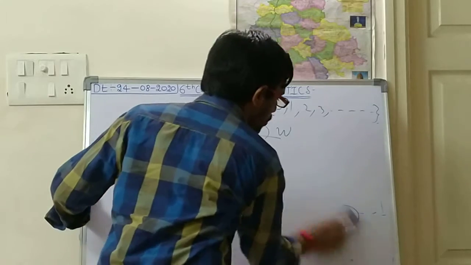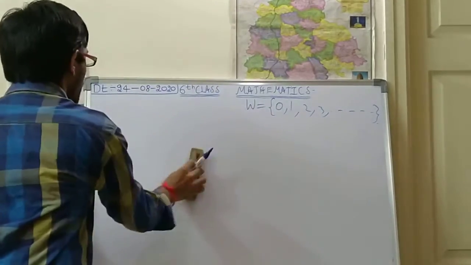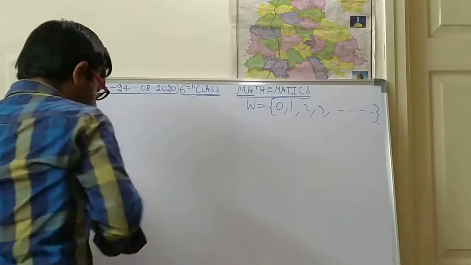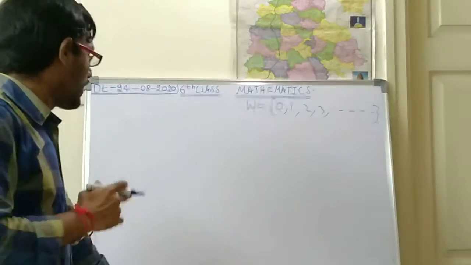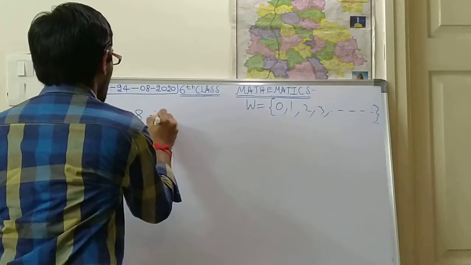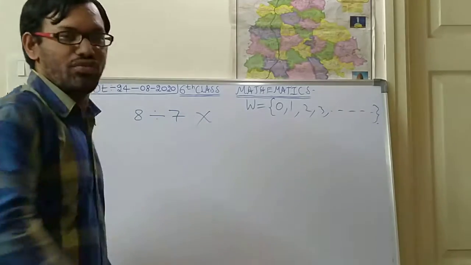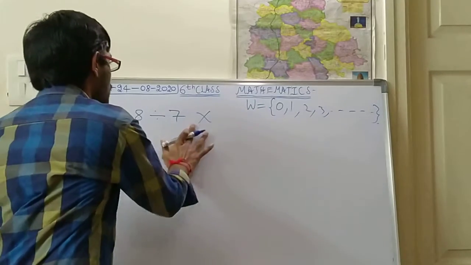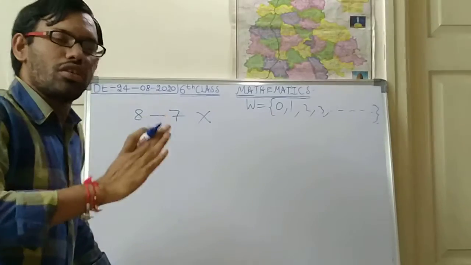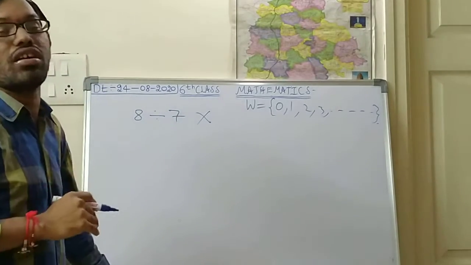Today we are going to discuss one more interesting property. But before going to that property, in the closure property we have discussed it. Just now I said 8 divided by 7 is not satisfying. So in division, closure property of whole numbers under division, will it satisfy or not, we have to check.